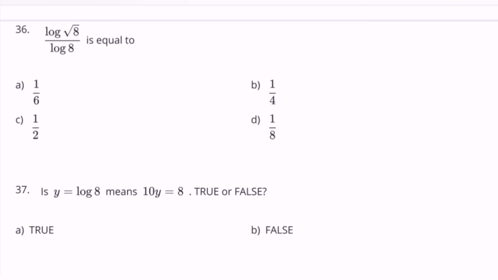Next, we have question 36. Rewrite the situation. So here we have log base 10 for the value 8 to the power of 1 over 2, over log base 10 of the value 8. So making use of the log of power, we can bring forward the 1 over 2. So 1 over 2 log base 10 8 over log base 10 8. If we simplify the situation, we will have the answer 1 over 2. So the answer for question 36 will be C, which is 1 over 2.